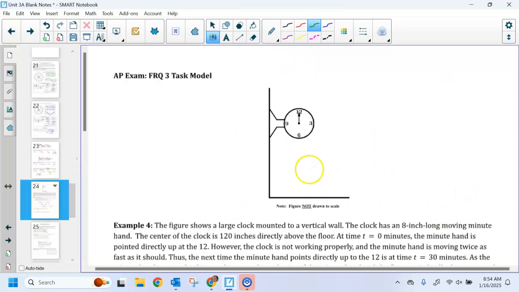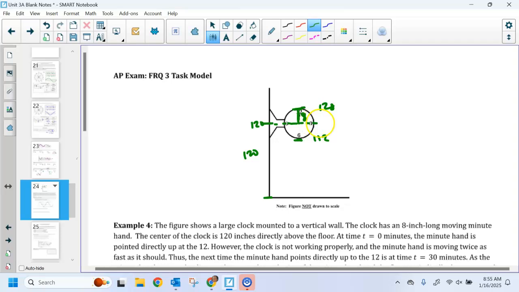Okay, so we're going to go back to the task model that we talked about earlier in this unit. If you recall, the distance from the floor to the middle of the clock is 120. We also said that the minute hand was 8 inches long. We did this on the very first day of Unit 3A. So let's see if we can remember a little bit. We said at time equals 0, the minute hand is directly up at the 12. So that distance is actually at 128. And when it's down here at the 6, it's at 112. Because remember, this height here is 120. So we add 8 to the max and subtract 8 to get to the min.